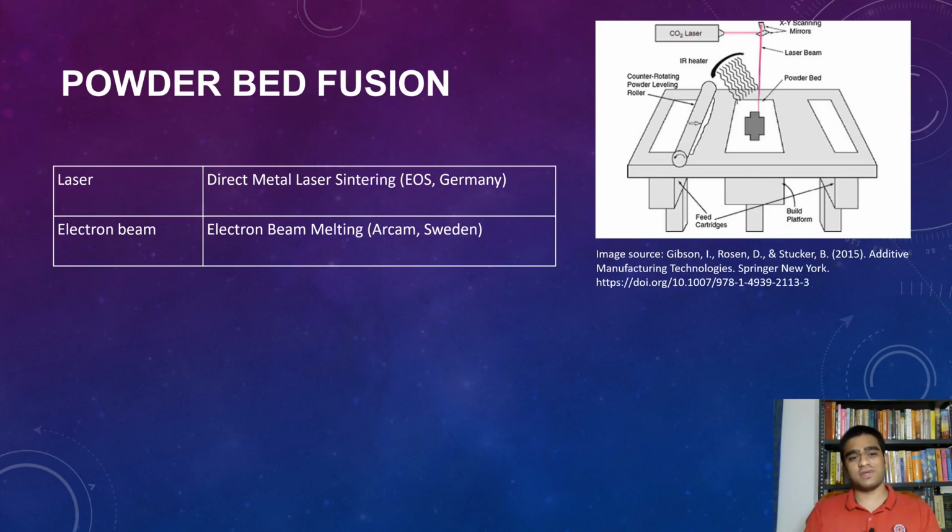And another classification is powder bed fusion. This is also one of the famous ones, especially for metal. The classification is based on how my powder is getting heated. If I am using a laser to melt my powder, then we call it laser-based. If I am using an electron beam to melt the powder, then it's called electron beam powder bed fusion. That's the general term.